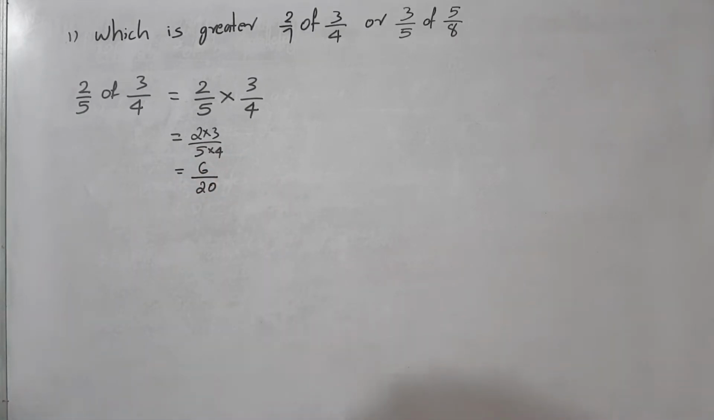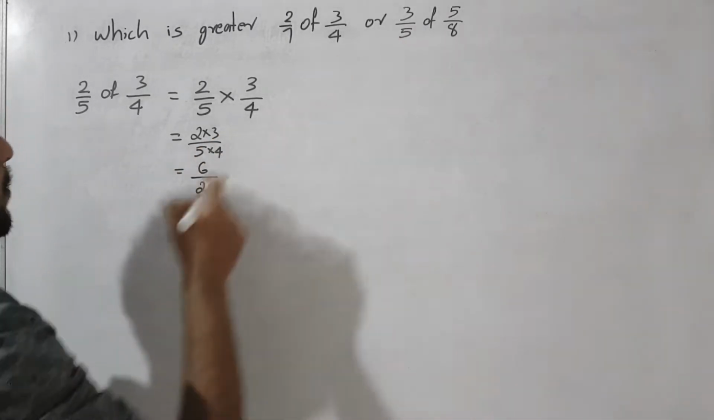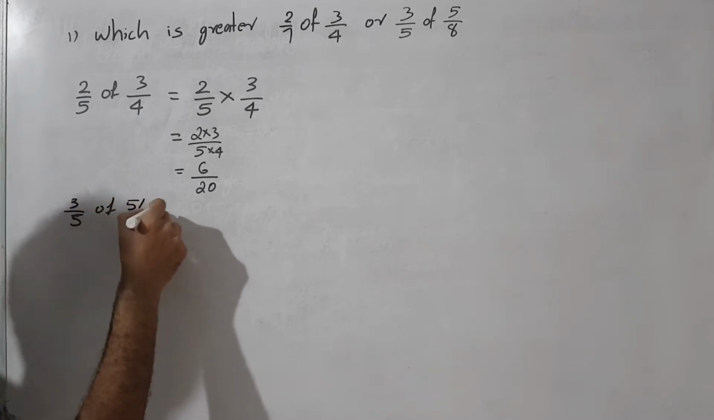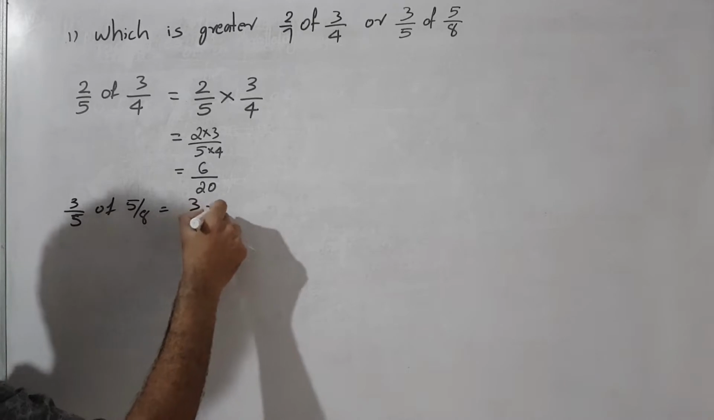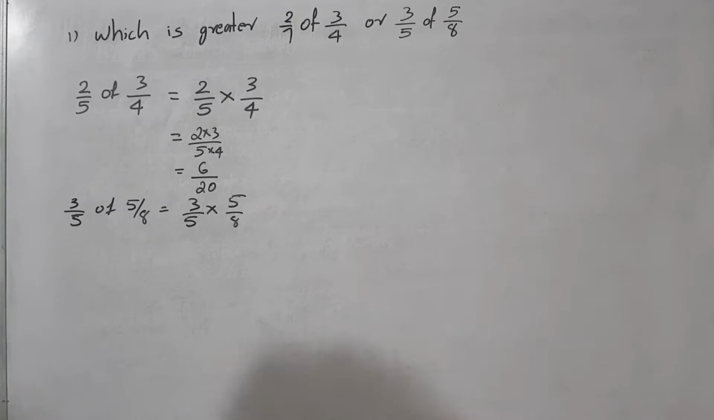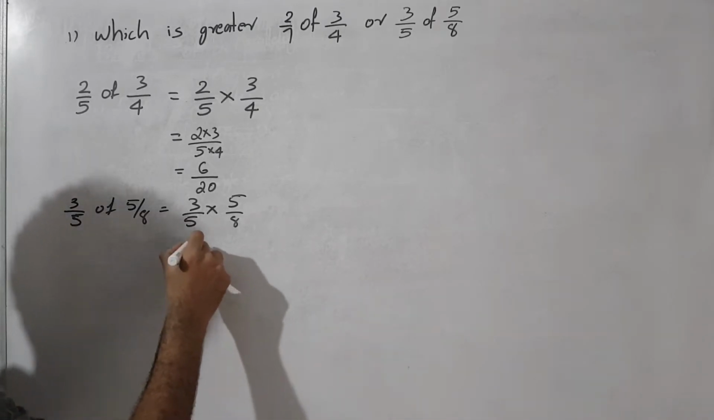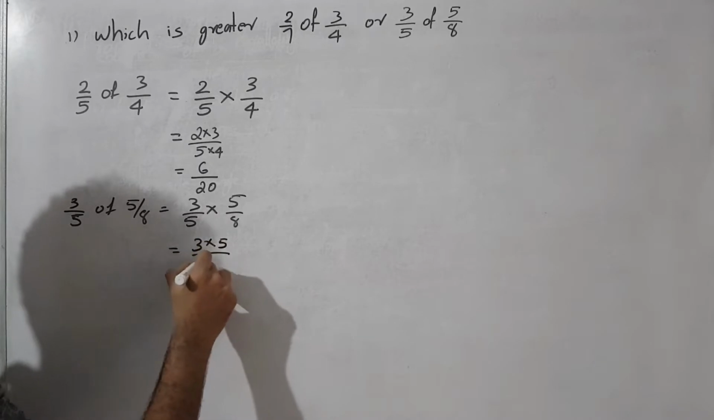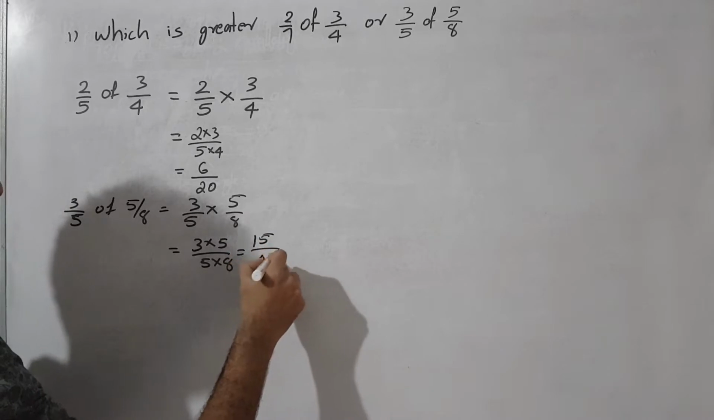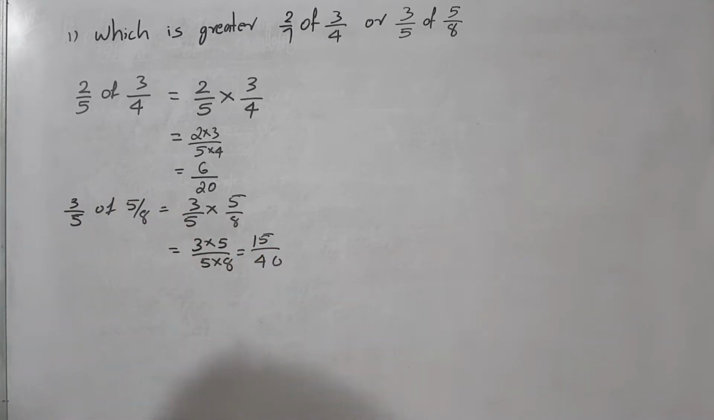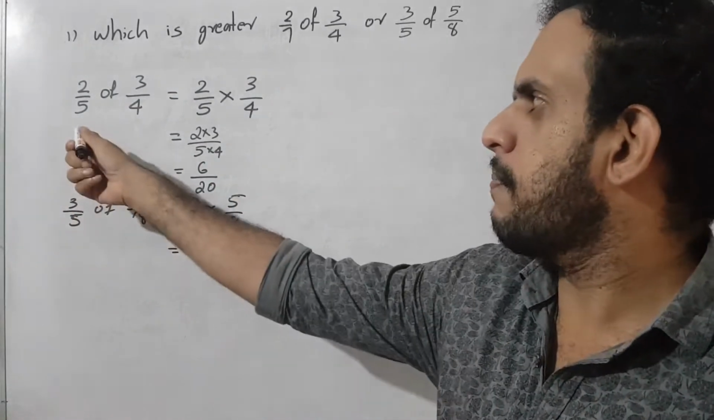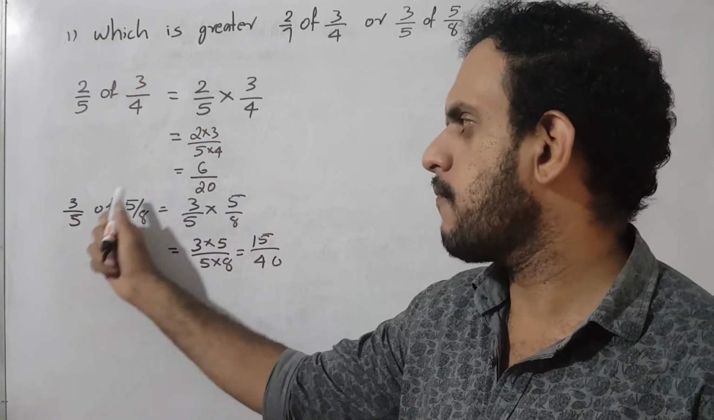Okay, then next we find 3 by 5 of 5 by 8. Then 3 by 5 of 5 by 8 is equal to 3 by 5 into 5 by 8. Okay, then how do we multiply 3 by 5 into 5 by 8? It is equal to 3 into 5 by 5 into 8. Then 15 by 40. Okay, then here we need to find which one is greater: 2 by 5 of 3 by 4 or 3 by 5 of 5 by 8.